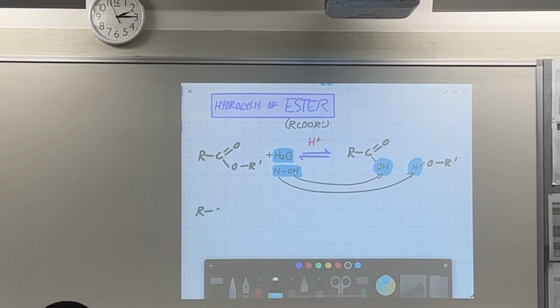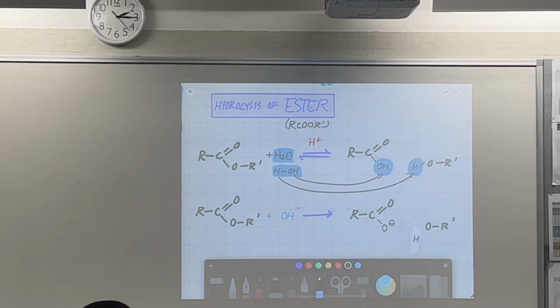Okay, you have RCOOR'. When you react this with OH minus, this is an irreversible reaction. And you will have RC double bond O, and then you have O minus, and then you will have an H back into here.